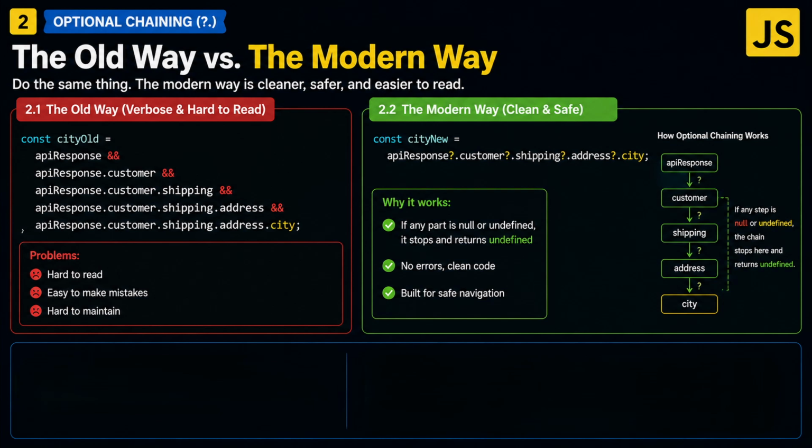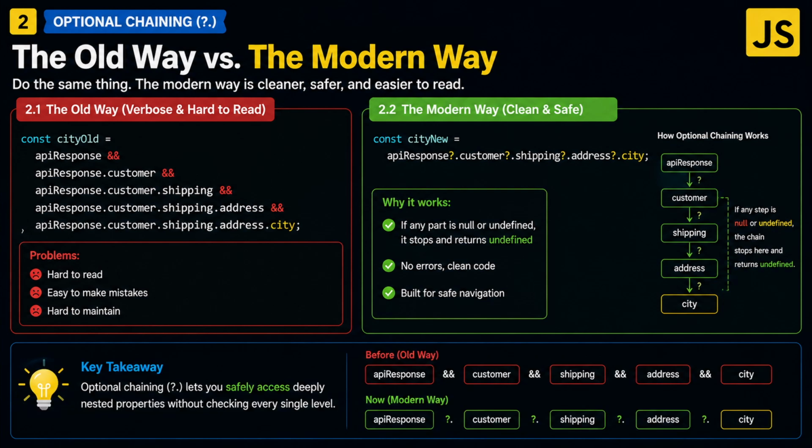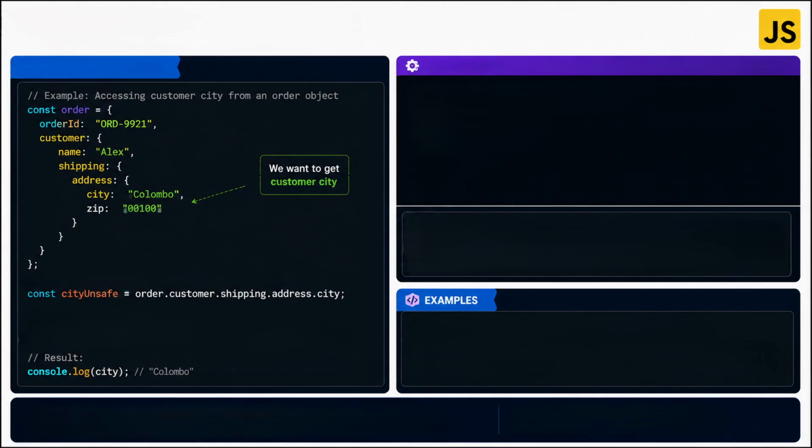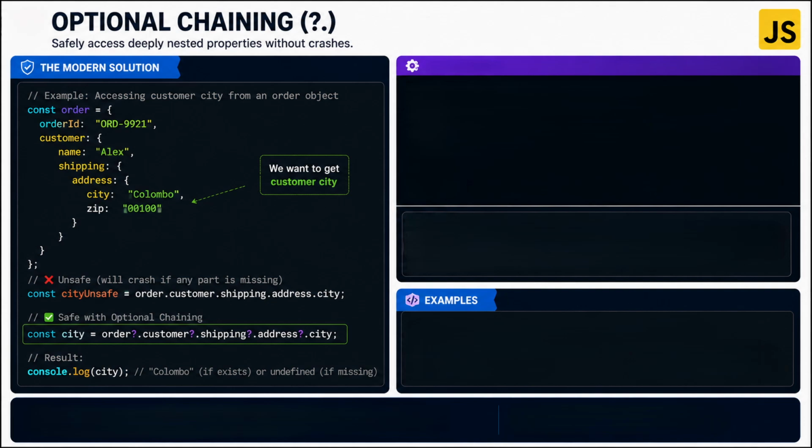Optional chaining uses ?. It means access the next property only if the value before it is not null and not undefined. Let's read this slowly. order?.customer?.shipping?.address?.city.